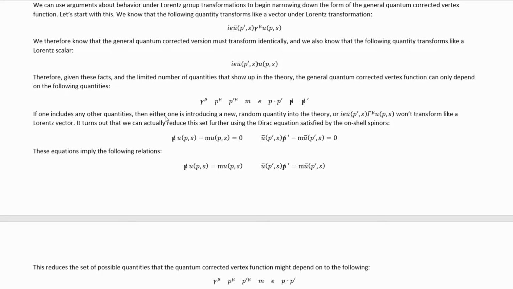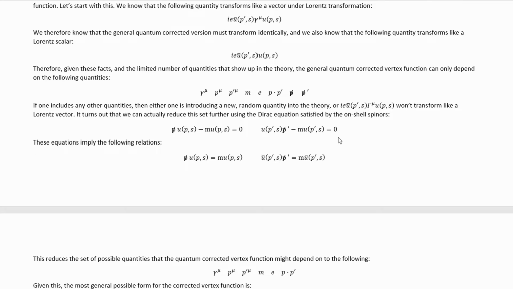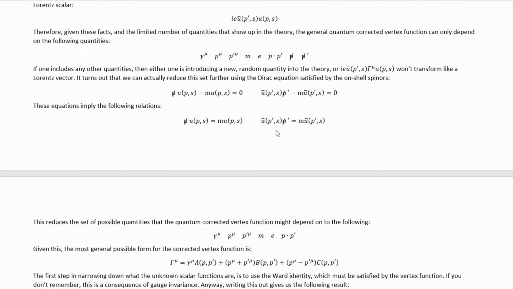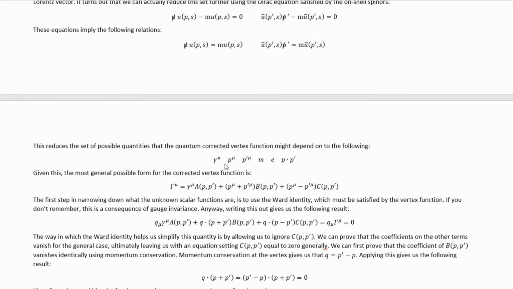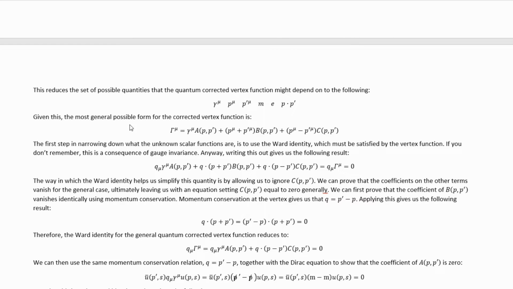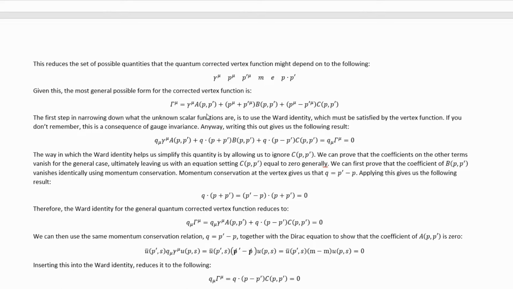It turns out that we can reduce this set further by using the Dirac equation satisfied by the on-shell spinors, which are on either side here. These are the equations those spinors satisfy, and then these are those same equations rearranged in a way that makes it absolutely clear how they reduce this set. They convert these slash momentum vectors into mass factors. So that previous set is now reduced down to this. Given this, the most general possible form for the quantum-corrected vertex function is this quantity here, where these functions could possibly have dependence on E and M, so that's how they come into this if it wasn't clear.